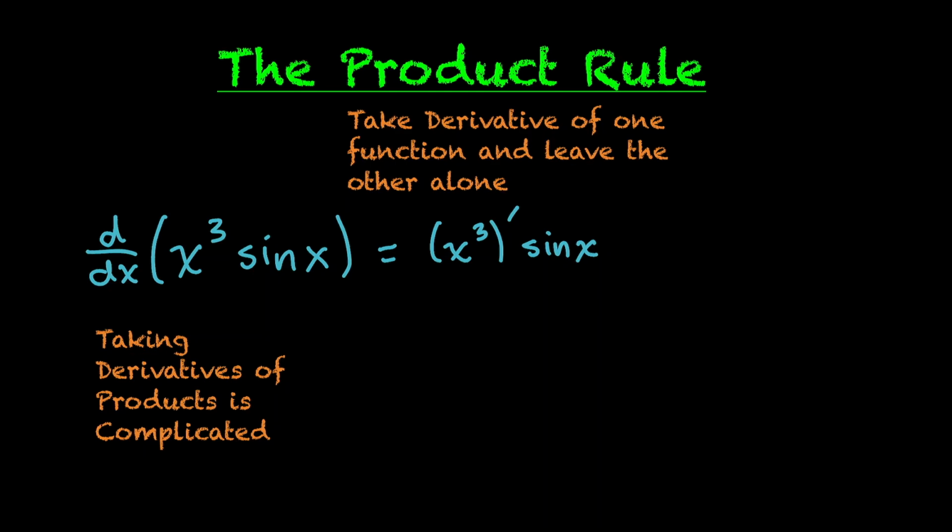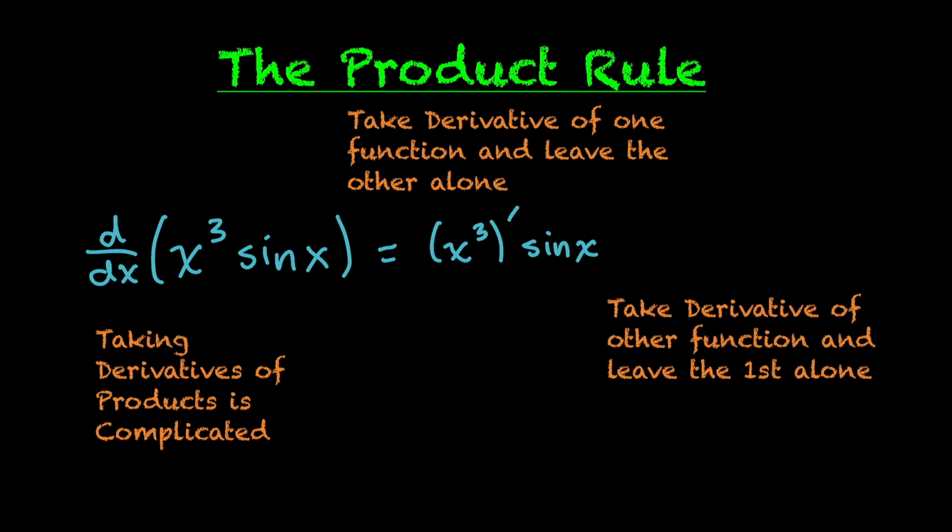And then we're going to reverse the process. We're going to take the derivative of the other function and leave the first alone. So here, we're going to leave the first function alone, x cubed, and we're going to take the derivative of the second function, sine. And finally, all we have to do is add together these results.